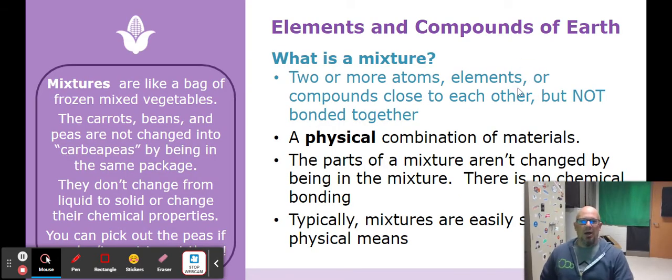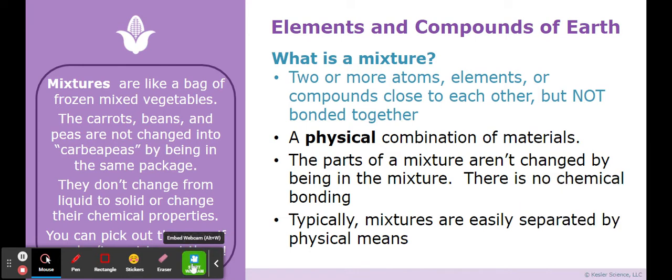And then last, we're going to talk about mixtures. Mixtures are when two or more atoms, elements, or compounds are close together but not bonded together. And so they haven't had a chemical reaction. They're not permanently together. It's a physical combination of materials. The parts of the mixture aren't changed by being in the mixture. There's no chemical bonding. And I'll give you some examples of this in a minute. Typically, mixtures are easily separated.